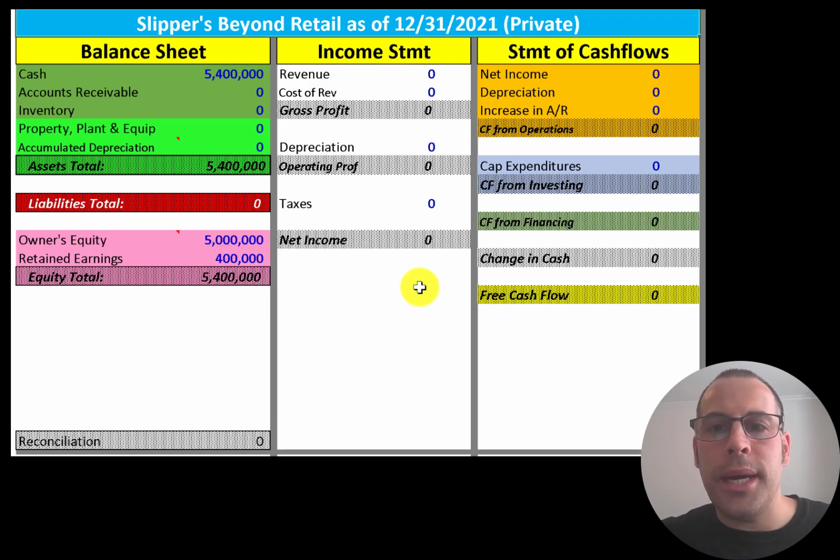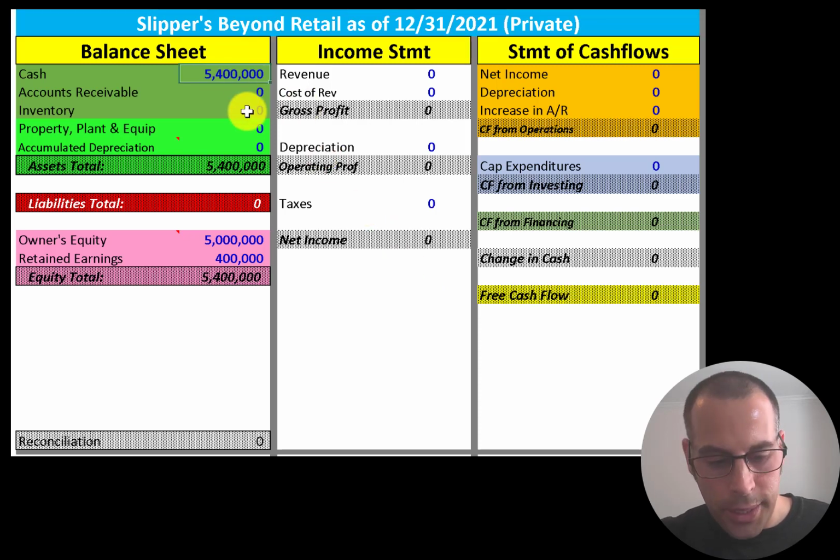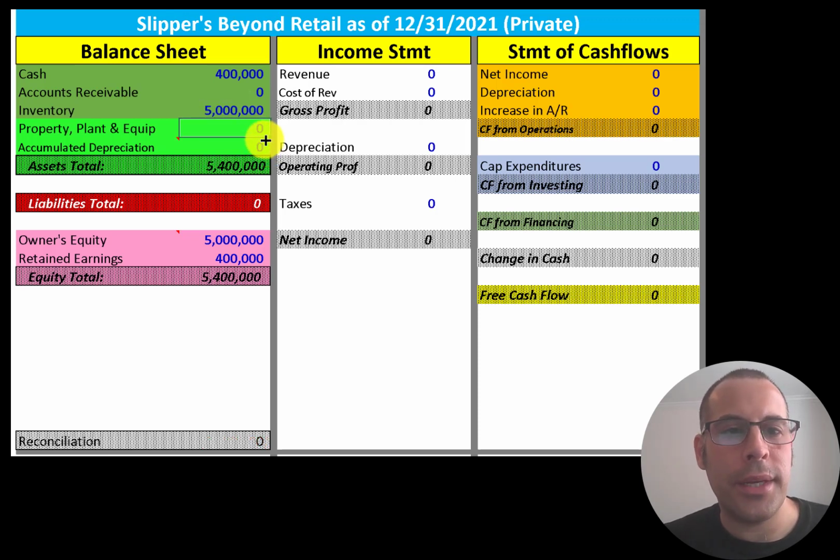Let's do our first transaction. We're going to buy $5 million of slippers from Slippy. So once again, we're going to pay all in cash. So we're going to take $5 million out of cash. And we add $5 million to inventory. So in this transaction, the debit and credit happen in the asset section.